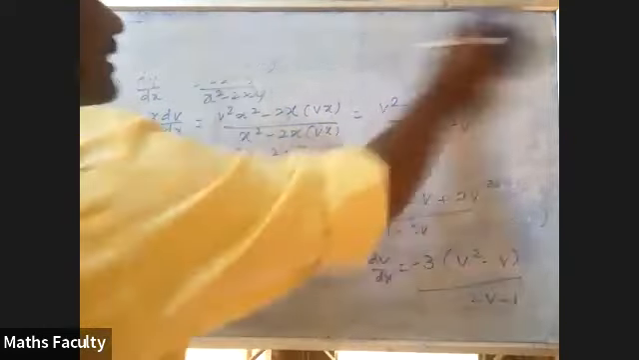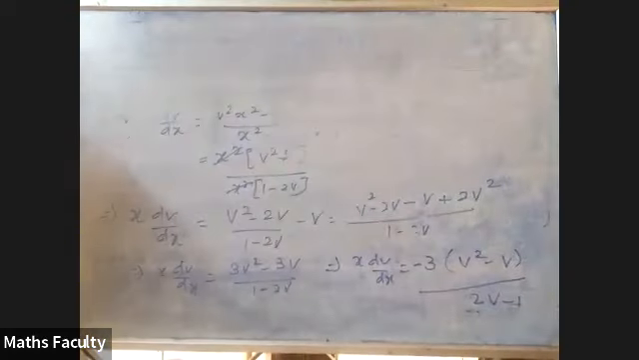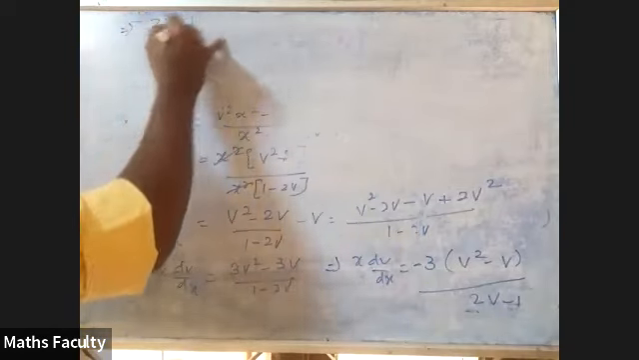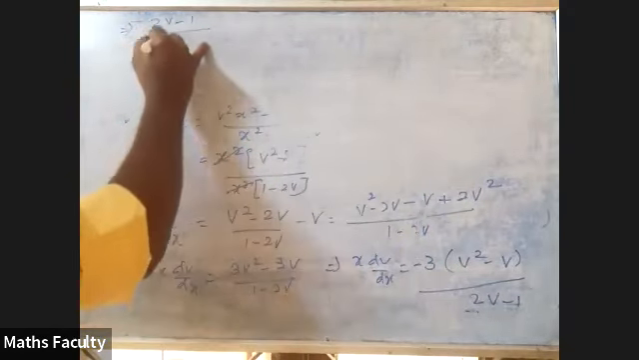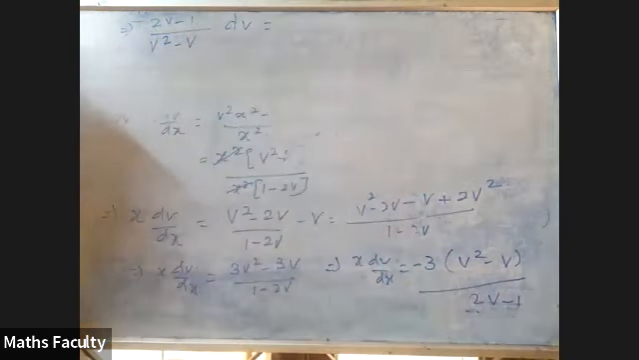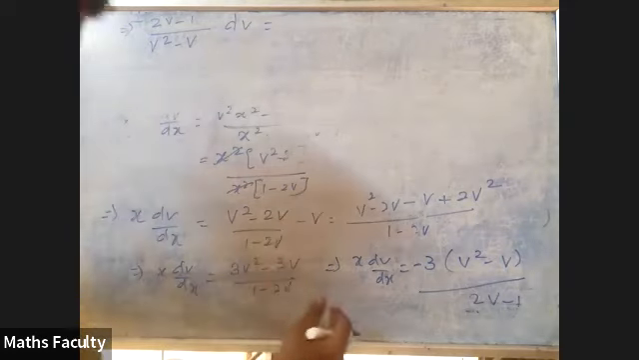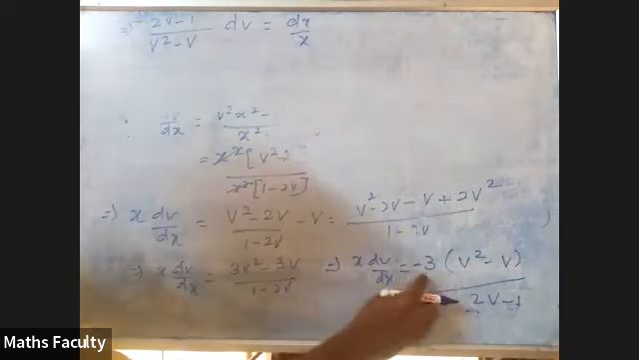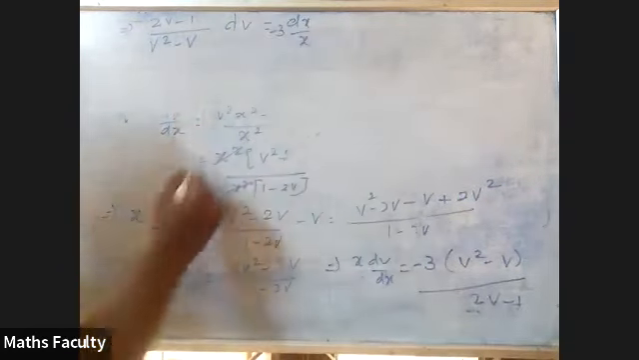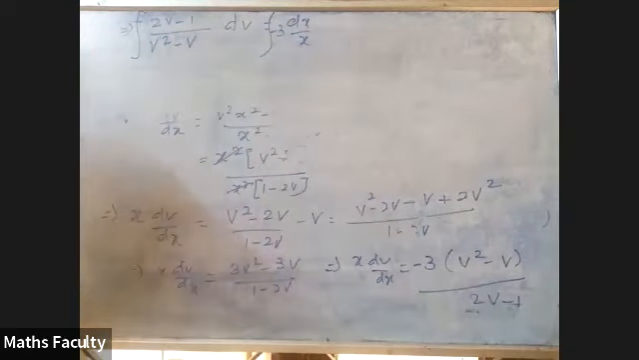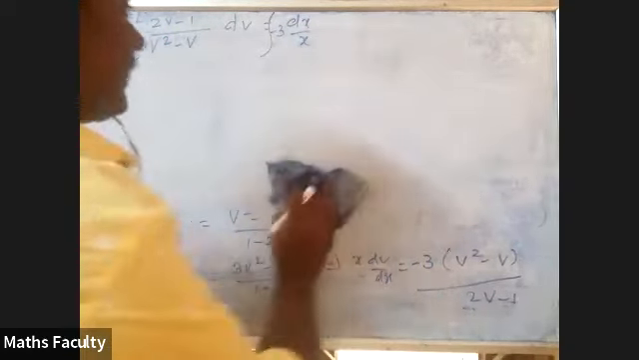Separate the variables. Let us separate the variables. Now I can separate this as 2v minus 1 divided by v squared minus v dv. That means we are separating v on one side and x on the other side, dx by x. Already since there is a minus 3, you just put minus 3. Now the variables are separated, and once the variables are separated, we can integrate on both sides.